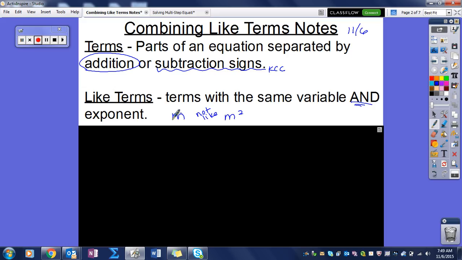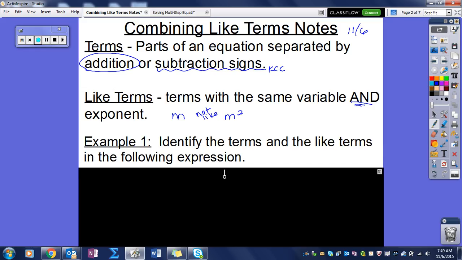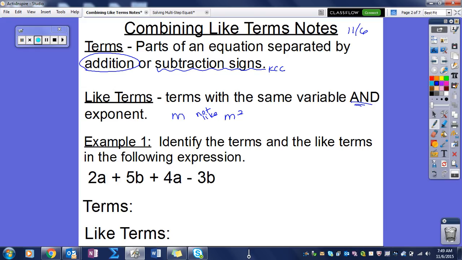Anything that has an m can be a like term with itself as long as it does not have a different exponent with it. Okay, we're going to do example 1. We want to identify the terms and the like terms in the following expression. Please go ahead and write down those directions. We're identifying the terms and the like terms in the following expression. The expression that we're going to do this for is 2a plus 5b plus 4a minus 3b.